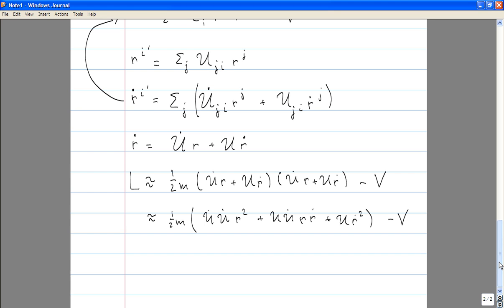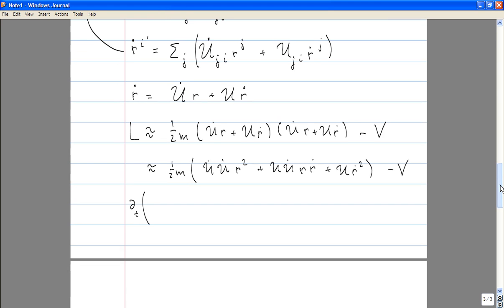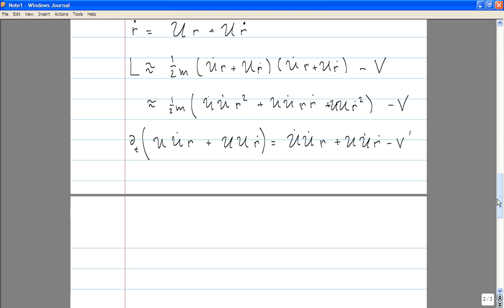And then the Euler-Lagrange equations say that the time derivative of the derivative of this expression with respect to R dot, so that's equal to U dot R coming from the second term plus, I'm sorry, there was a U squared here, U times R dot, will be equal to the derivative of this expression with respect to R. So that'll give us a U dot R plus U dot R dot minus V prime. I'm not keeping track of any factors of 2 or anything like that either.